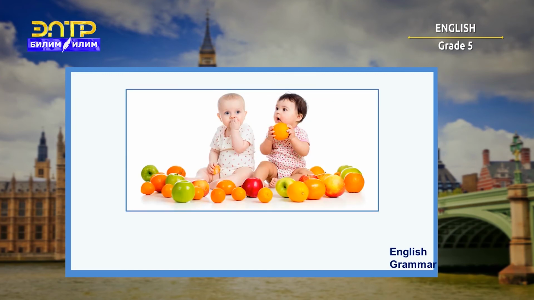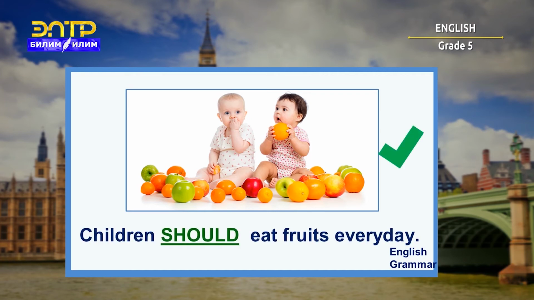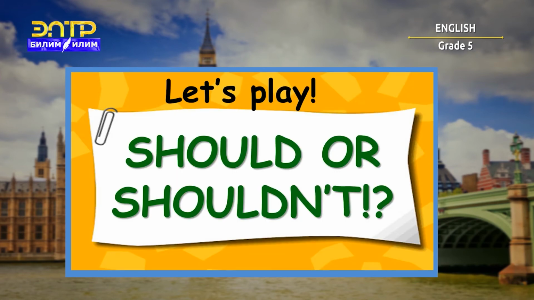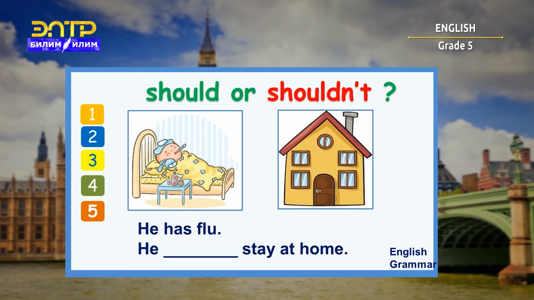Let's give advice to children. Children should eat fruits every day. Children shouldn't eat junk food every day. Okay, kids, it's a playtime. Read the sentence and choose should or shouldn't. You will have 5 seconds for making decision.